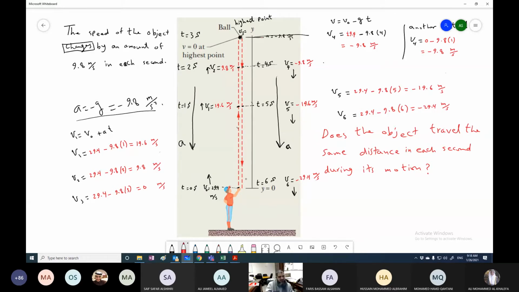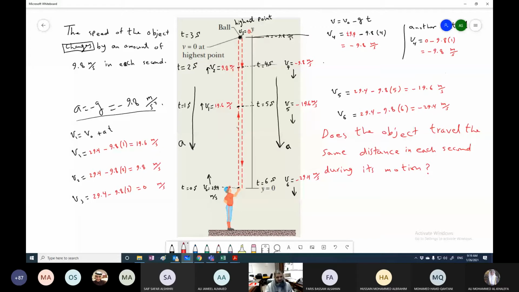What is the acceleration at t equals 1 second? Minus 9.8. What is the acceleration here at this point? Same thing, minus 9.8. And here at this point? Same thing. What about at the highest point? Also the same thing. But you see, at the highest point, what is the velocity? Zero. So the object is not moving, but yet the acceleration is equal to minus 9.8 meter per second squared.